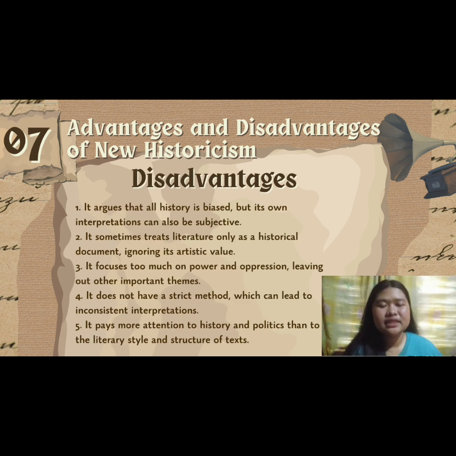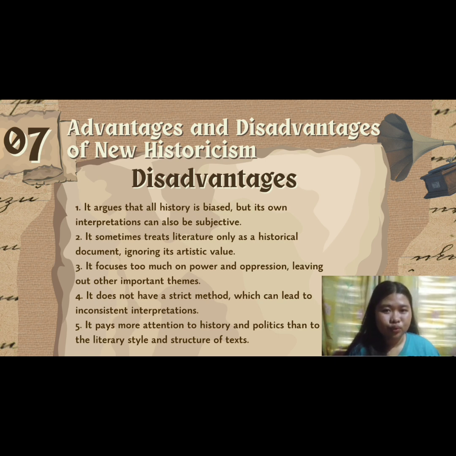So, if new historicism has advantages, it also has disadvantages. We also have here 5 disadvantages of the new historicism. First, it argues that all history is biased, but its own interpretations can also be subjective. New historicism says that history is never completely true because it is told from someone's point of view. However, critics say that new historicism itself is also just another way of looking at things, meaning it is also biased.